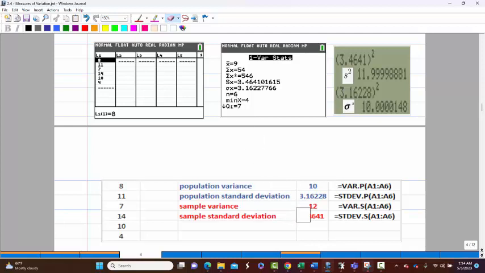that's the population standard deviation. Sample variance, var.s, right there, 11.9999, which is 12. And standard deviation, stdev.s. And then here's the standard deviation in the calculator, right there. Alrighty.